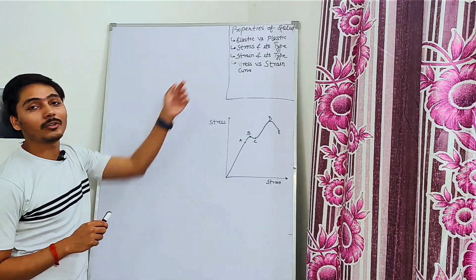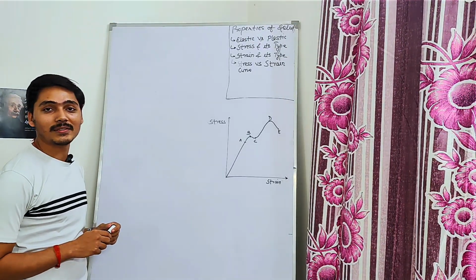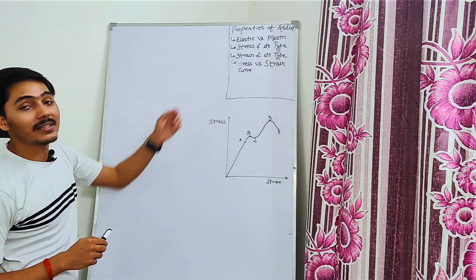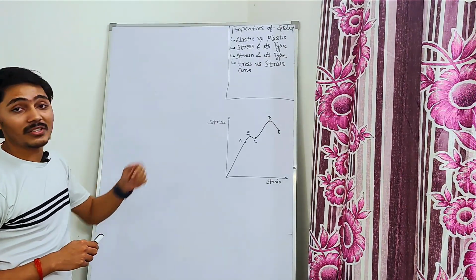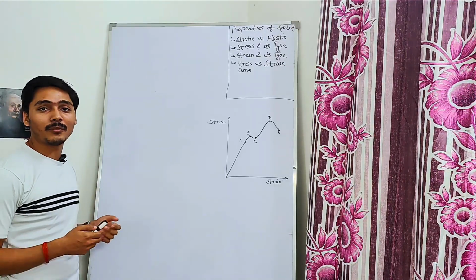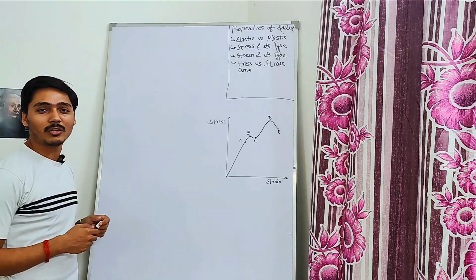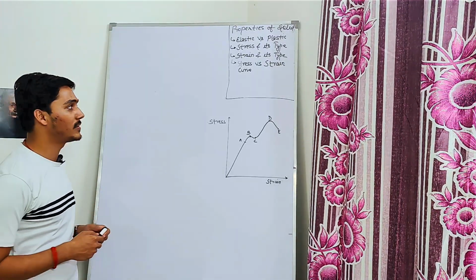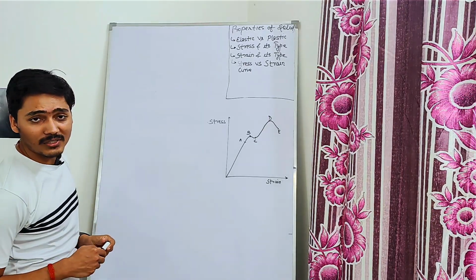Today we are going to cover the topic properties of solid materials. In that, we will be covering elastic and plastic materials, stress and its type, strain and its type, stress versus strain diagram, and if time allows us, we will also know about Hooke's law and what are its applications. Let us start with the elastic and plastic materials.